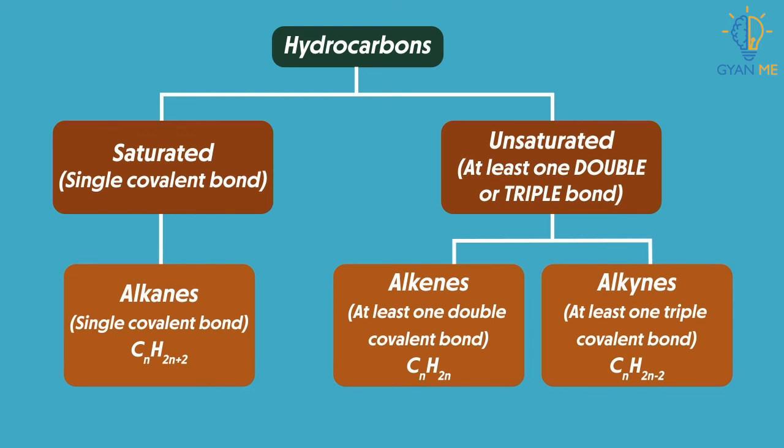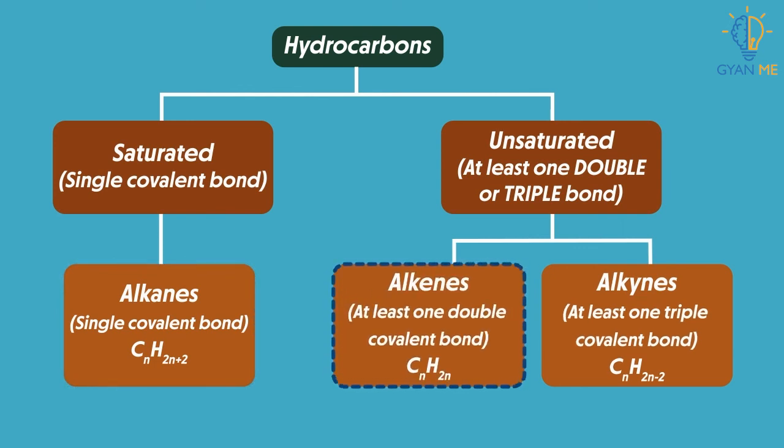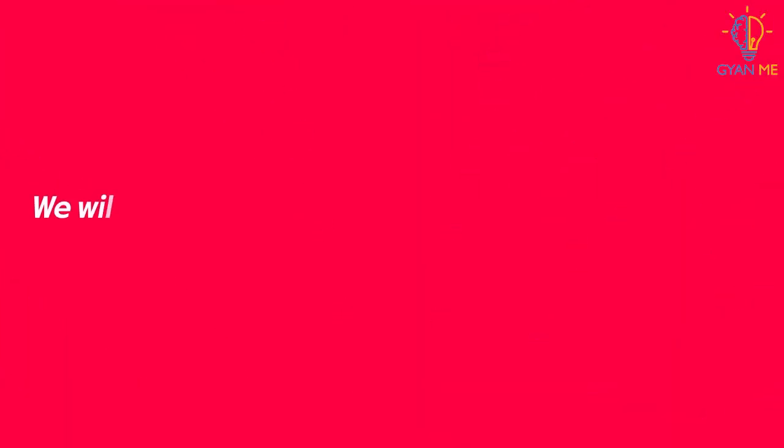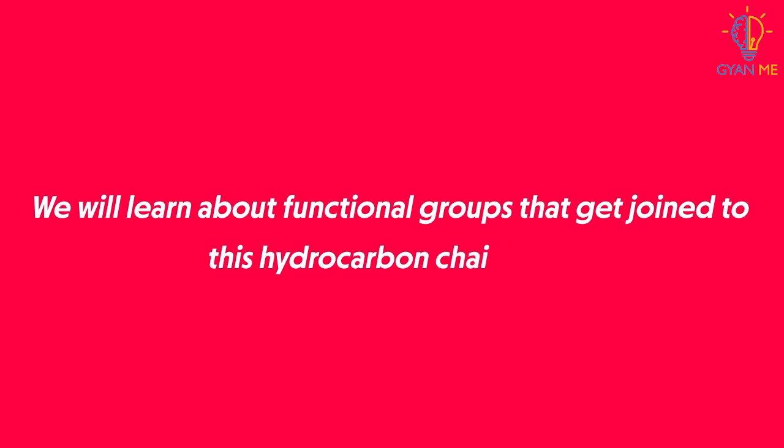The saturated ones are called alkanes, that is, they have only single bonds between their carbon atoms, and the general formula is CnH2n+2, while the unsaturated ones are alkenes with at least one double bond and alkynes with at least one triple bond. The general formula of alkenes is CnH2n, while that of alkynes is CnH2n-2. Now, in the coming videos, we will learn about functional groups that get joined to these hydrocarbon chains.